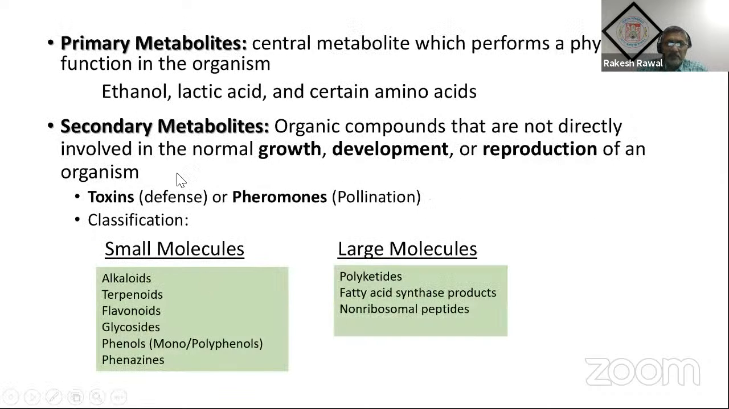So the primary and secondary metabolites are further classified into small molecules or large molecules, alkaloids, terpenoids, flavonoids, glycosides, phenols, all those. And these are now being trial and tested on various targets. And these targets can be cancer, bacteria, various viruses, fungus, right?